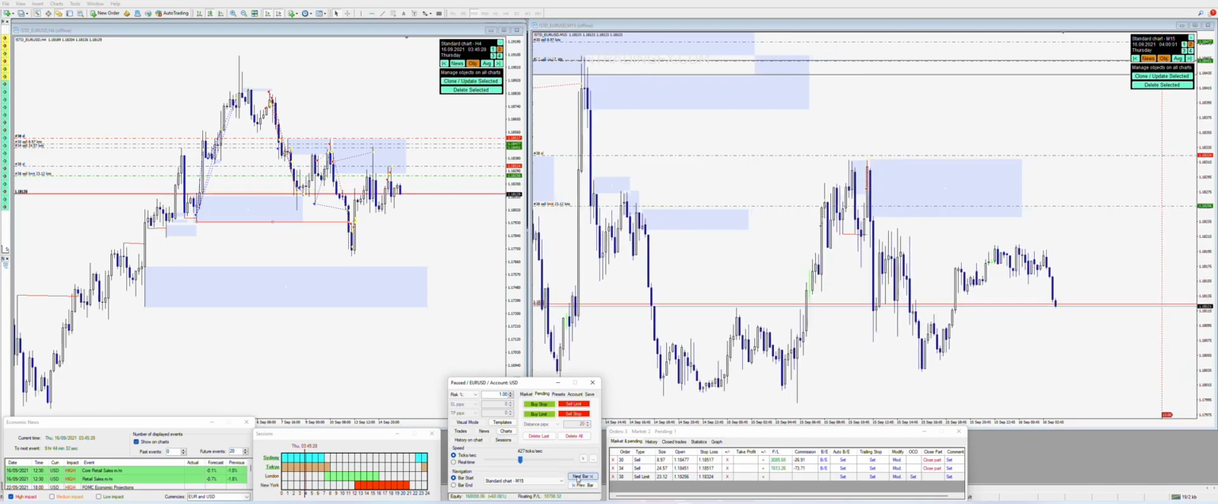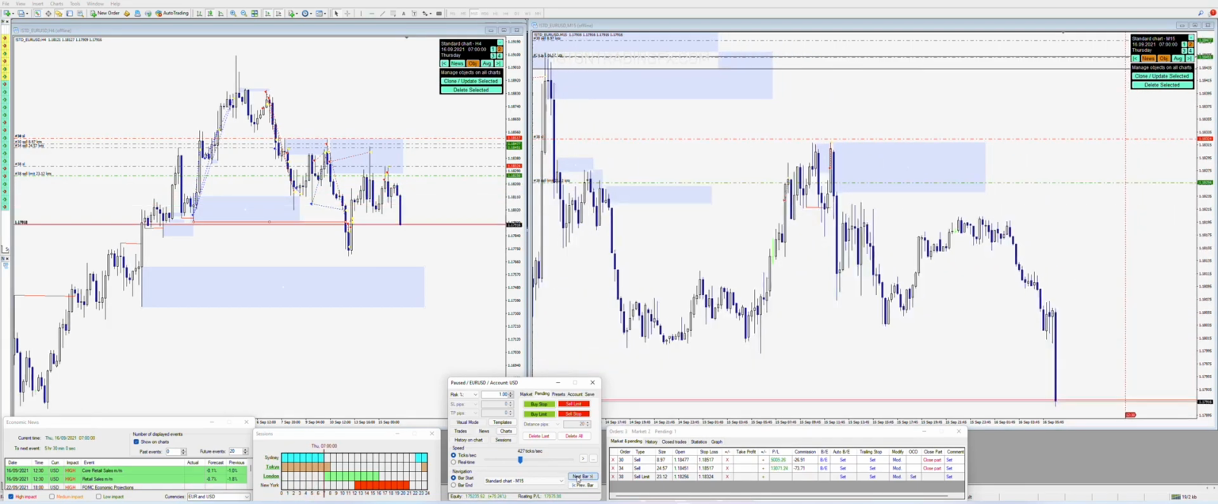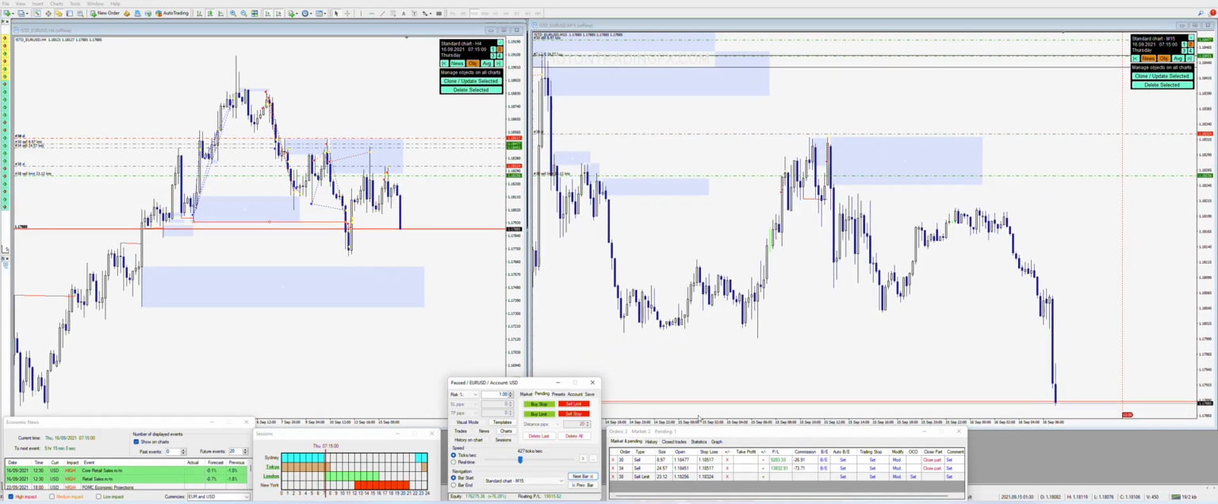We're going to come in, just ranging around. Coming into the London session, yeah, boom, we dropped off now. So going to cancel that order.